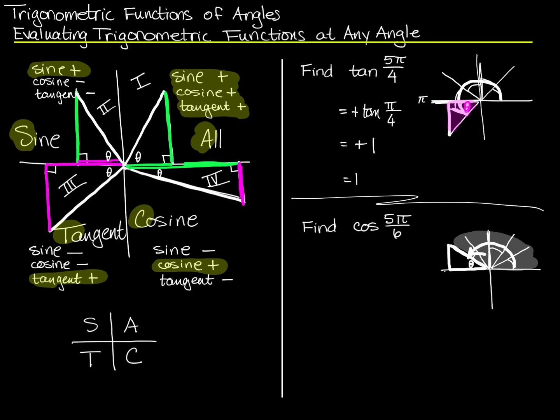Well, you can do that by converting it to degrees and then subtracting from 180. Or you can just think, well, this is 5 pi over 6, and this is pi. That must be 6 pi over 6. So that leaves, down here, 1 pi over 6. This angle right here is pi over 6. That's 30 degrees.